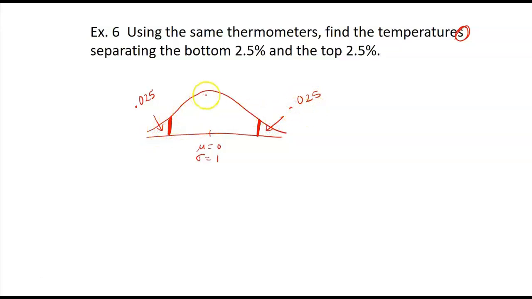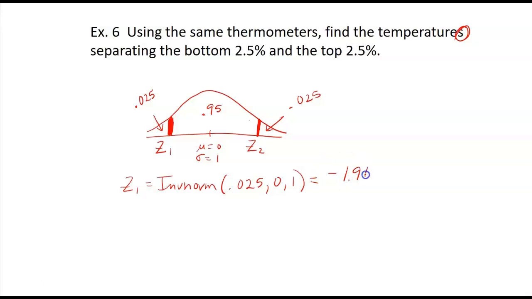Okay. We know the whole thing is 1, so if I take away the 5% that's combined between these two, I'm going to get 0.95 for my middle part here. So I've got to find this z-score and I've got to find this z-score. I've got 2 to find. The first one, I'm going to do inverse norm. The area to the left of this is this 0.025 with a mean of 0 and a standard deviation of 1. So I get negative 1.96.